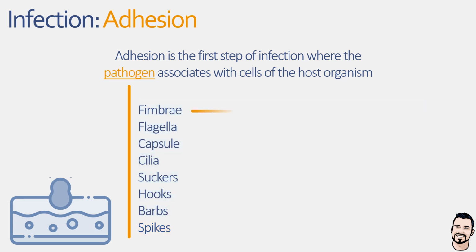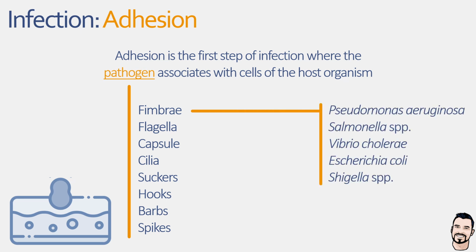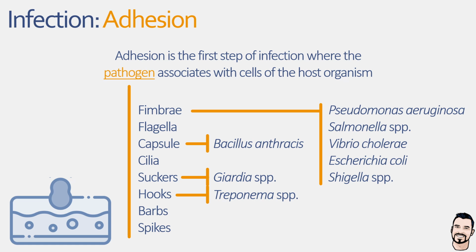And so if we look at some specific examples, fimbriae are widely used by bacteria. Pseudomonas aeruginosa, for example, uses them to adhere to the respiratory mucosa, while Salmonella, Vibrio, Escherichia and Shigella species use them to attach to the intestinal epithelial cells. Bacillus anthracis has a particularly sticky capsule that allows adherence to a range of host cell types. Suckers are used by various Giardia species to attach firmly to the intestinal surface during giardiasis infections. Hooks are seen in Treponema species, where the tapered ends embed into host tissues during the syphilis infection.